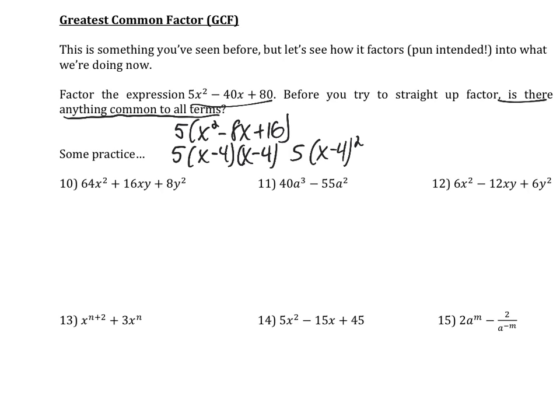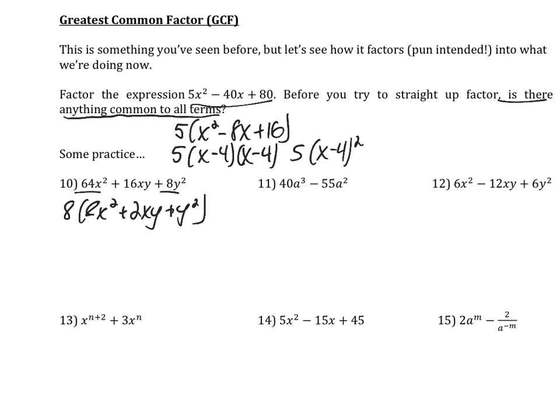Okay, so let's take a look at number 10. At first you may look at the 64x squared and say, well, 64 is a square number, x squared is a square number, so a is 8x. Well, if you combine that with 8y squared, you'll notice that 8 is not a perfect square number, so we cannot immediately factor into one of our special patterns. But what you might notice is I can factor an 8 out of each term. So if I factor an 8 out, I get 8 times (8x squared plus 2xy plus y squared). That hopefully starts to look like another pattern here.